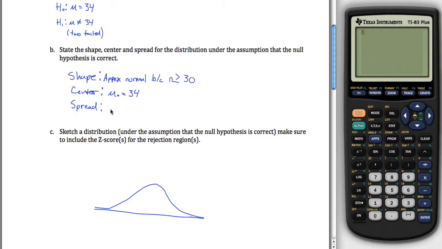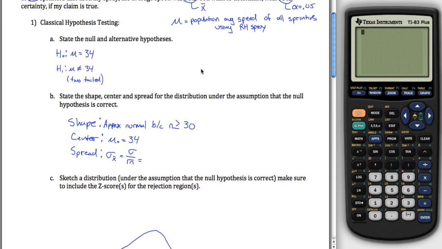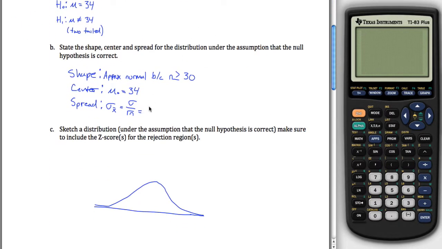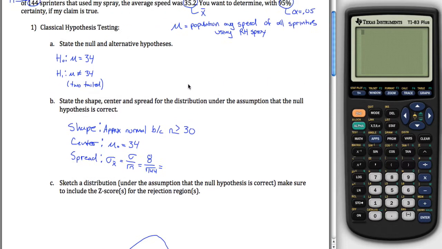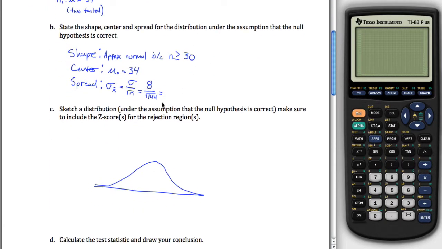And our spread, it's the standard deviation of the sampling distribution, which is sigma over the square root of n, which in this case sigma was given to us as 8, and n was 144. So that's 8 over 12, which is 2/3. Yeah, n was 144. So 2/3, 0.67, something like that. Yeah, that's true. Okay, shape, center, spread.